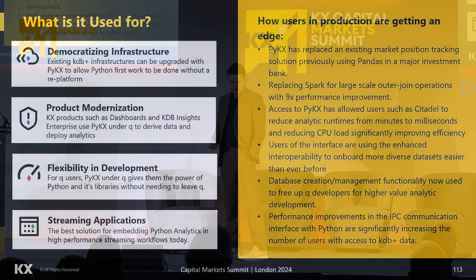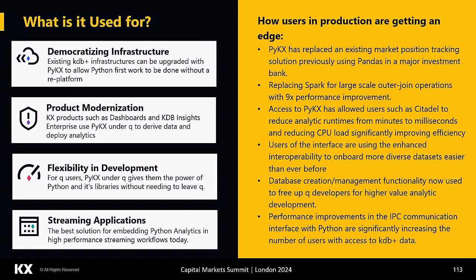Flexibility in deployment, then, I suppose, is next. For Q users, PyKX under Q basically gives them the power of Python and its libraries without needing to leave Q. I can't really show that here, but there are modes of operation on PyKX which provide you the ability to basically write Python functions and ship them to the server, have them execute and return the data back to a user without them really needing to know that you're running separately remotely.